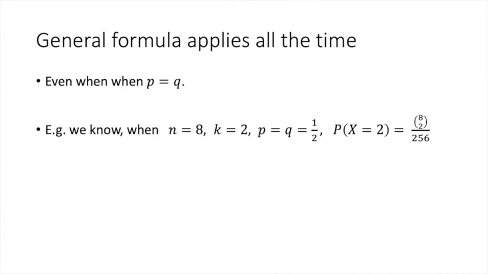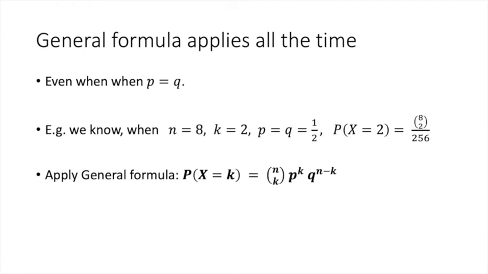So earlier on, when p equals q, note the general formula, because it is general, applies all the time, even when p equals q. For example, we have seen multiple times now that when n equals 8, k equals 2, and p equals q, that is 1/2, then the probability that x equals 2 is 8 choose 2 divided by 256. Let's compute this probability with the general formula and see if we get the same answer.